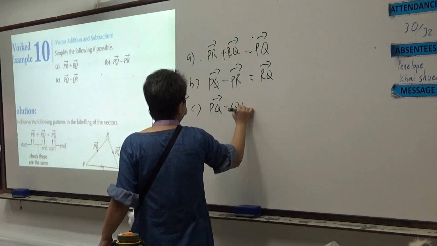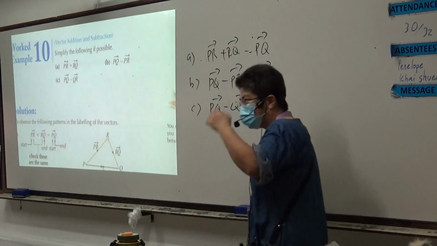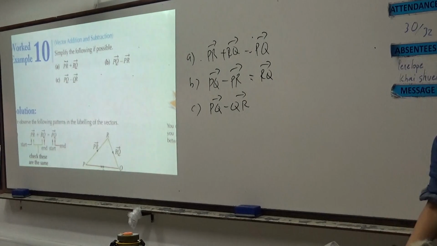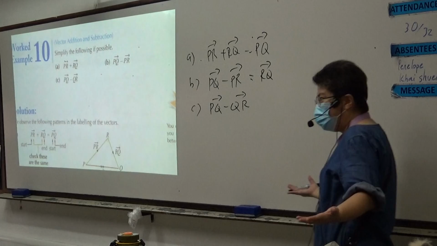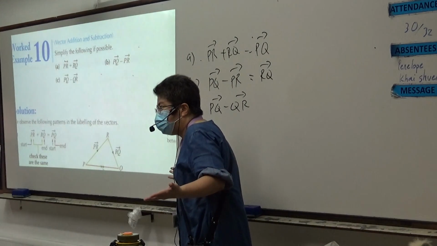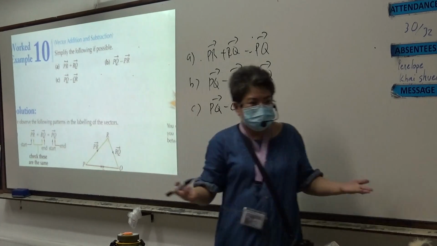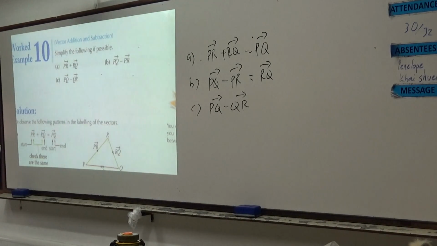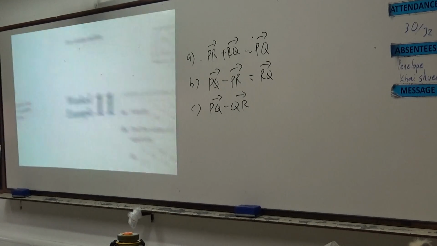Part C. PQ minus QR. Can it be done? Can this be done? No, this cannot be done at all. In the first place, there's nothing to do. Understand what I'm talking about? Yes or no? Okay? So PQ minus QR. This cannot be vector addition, and we cannot simplify this further. Everybody okay? Everybody okay?